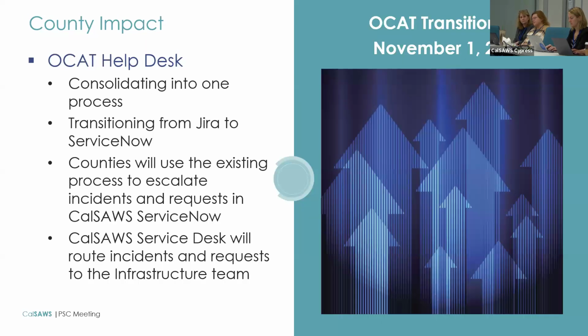On the next slide, I do want to talk a little bit about OCAT, because you just saw on that timeline slide, OCAT is transitioning on November 1.